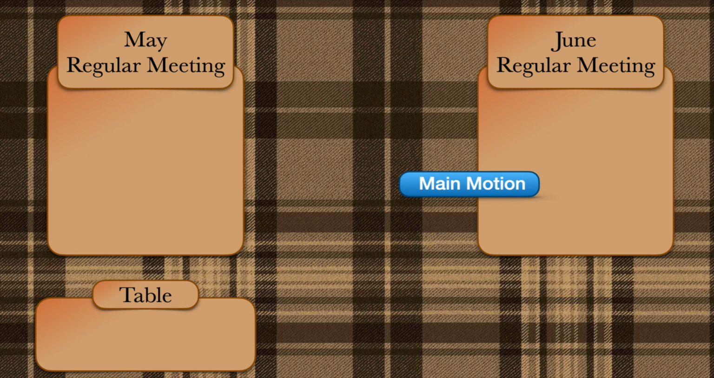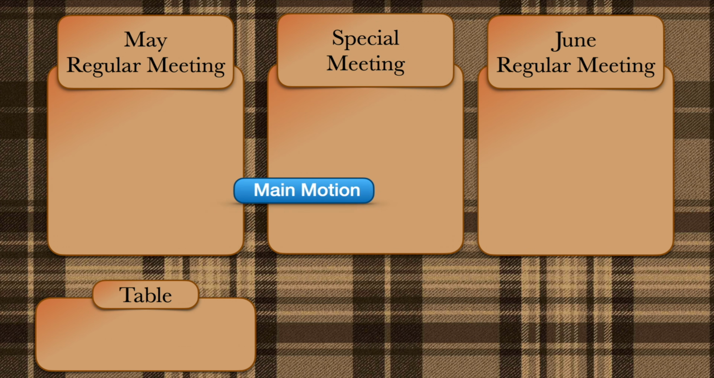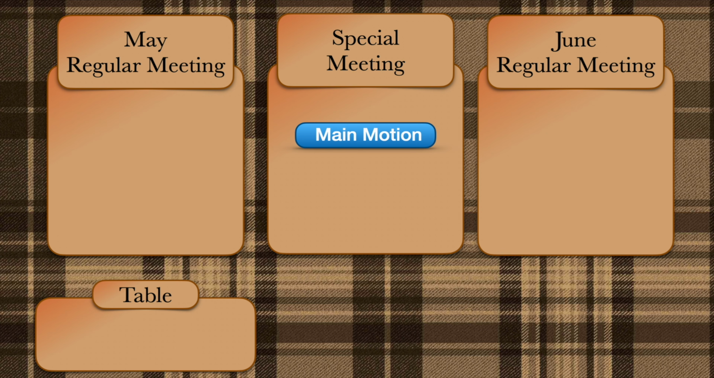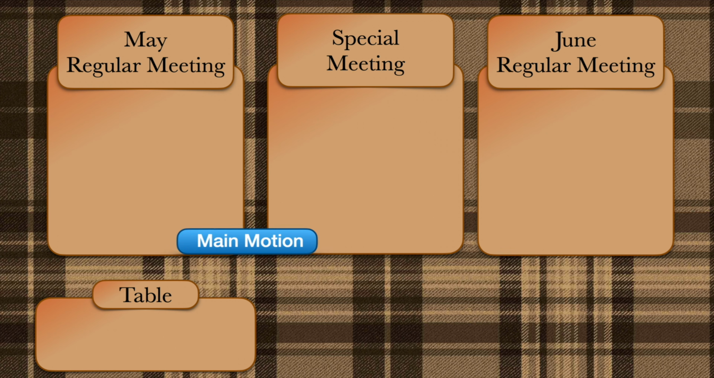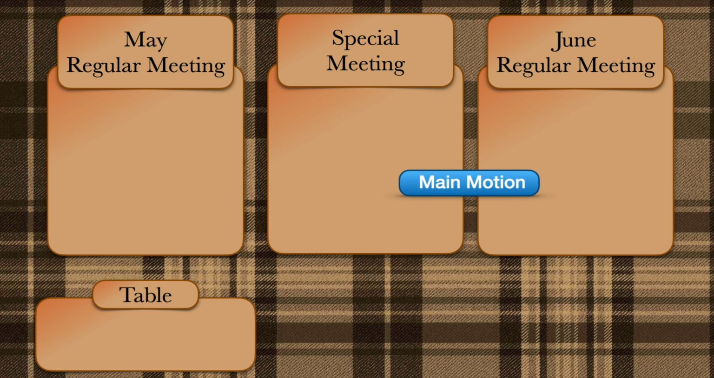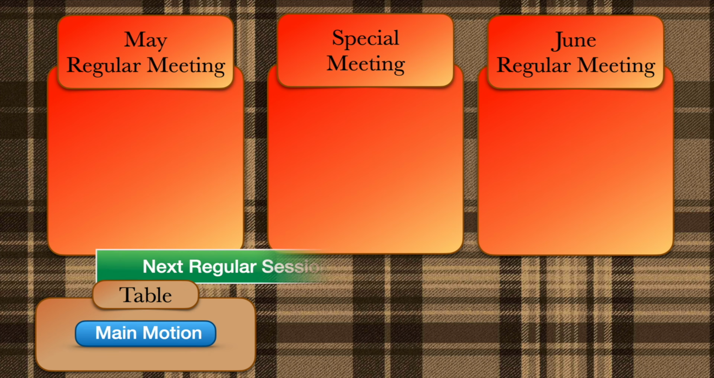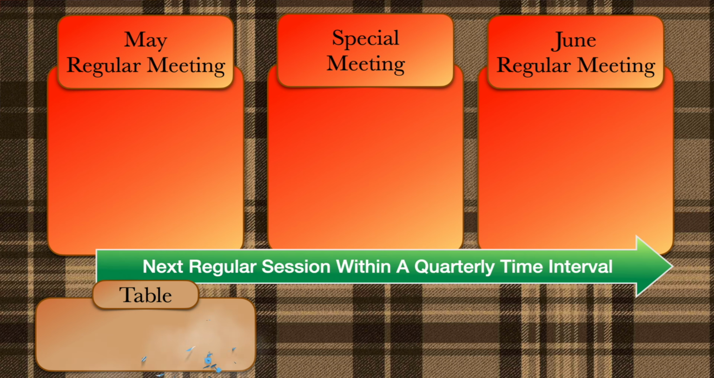And if a special meeting is held between the May regular meeting and the June meeting, the motion on the table could be taken from the table in that special meeting if considering the motion was mentioned in the call of the meeting. However, if a special meeting is held without taking the motion from the table, the motion remains on the table and can still be taken from the table at the next regular session, so long as it is held within a quarterly time interval from the session where the motion was laid on the table. If the question is not taken from the table within this time frame, the motion dies. However, the motion could be renewed at any later session.